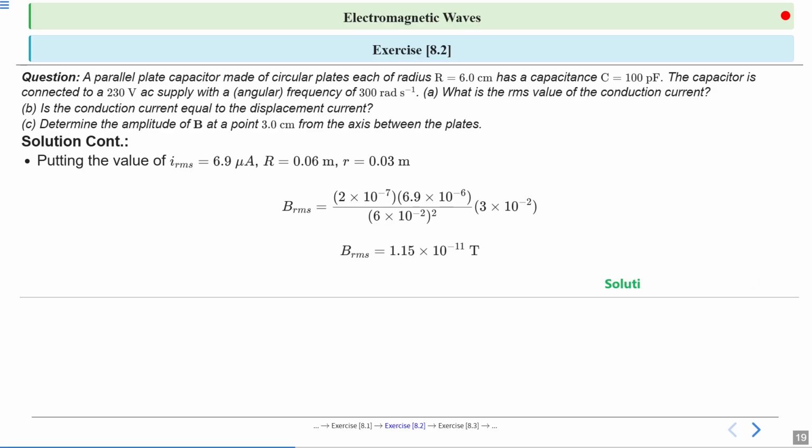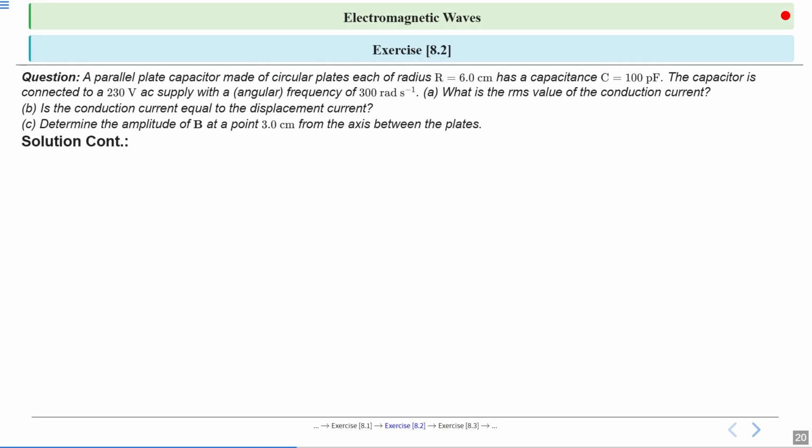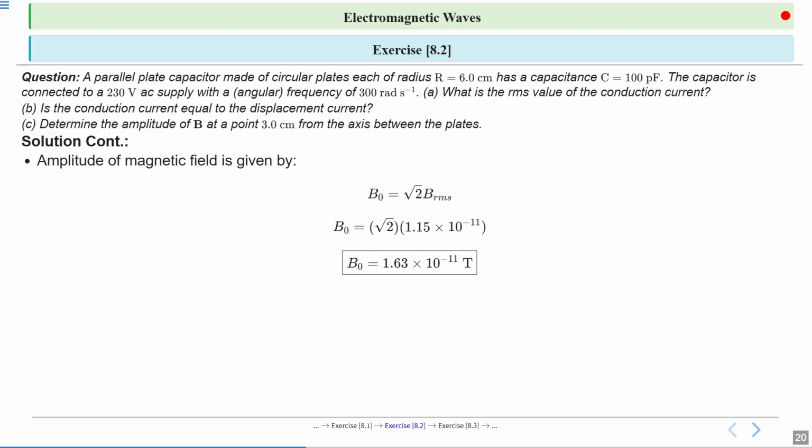Okay, so we have calculated BRMS. Now we will calculate the B naught, amplitude of B, maximum value of B. So amplitude of magnetic field is given by B naught equal to √2 BRMS. So B naught is equal to √2 into 1.15 into 10⁻¹¹. So B naught will be equal to 1.63 into 10⁻¹¹ Tesla.